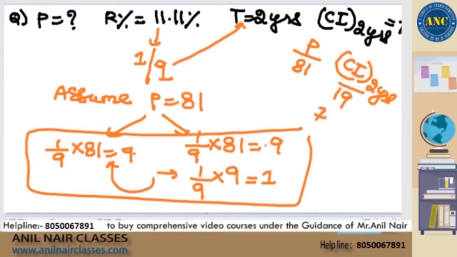But according to the question, it is 70. So, answer will be 70 by 19 into 81.